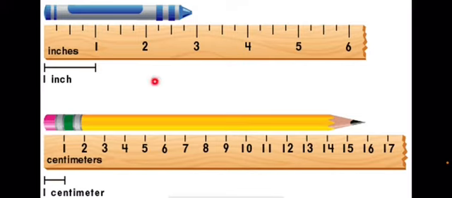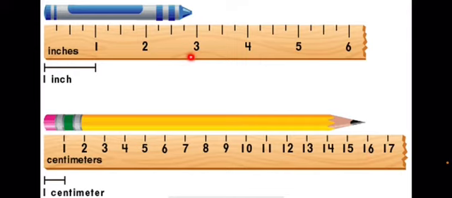Now you can see there are two scales given. One scale is in inches and the other is in centimeters. A crayon and a pencil are placed on the scales, and we need to find out which is bigger. From the picture, the pencil seems bigger than the crayon, but let's actually measure it. The pencil is about 16 centimeters and the crayon is 3 inches.